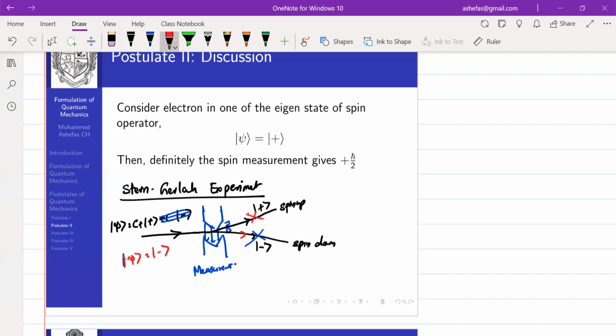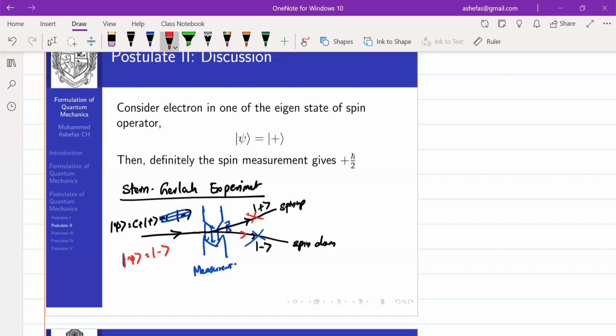Here there is no need of collapse, because if the system is purely in an eigenstate of the operator, we will get the corresponding eigenvalue as a result. There is no confusion in that. Whereas if it is not in an eigenstate, if it is a superposition of eigenstates, then we will get one of the eigenvalues as the result, and that will vary.